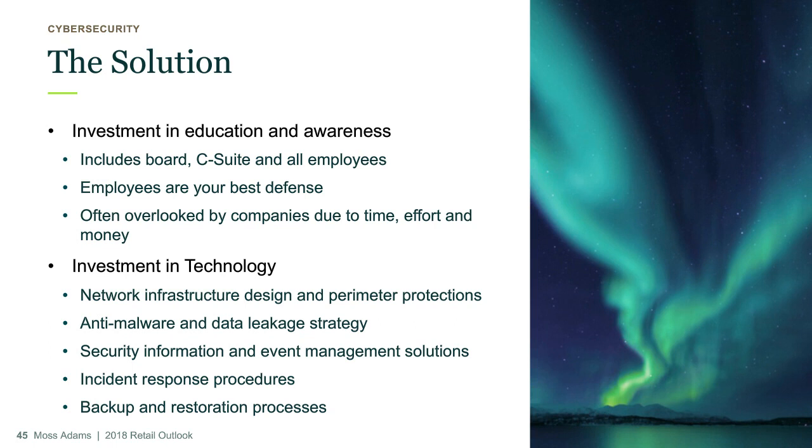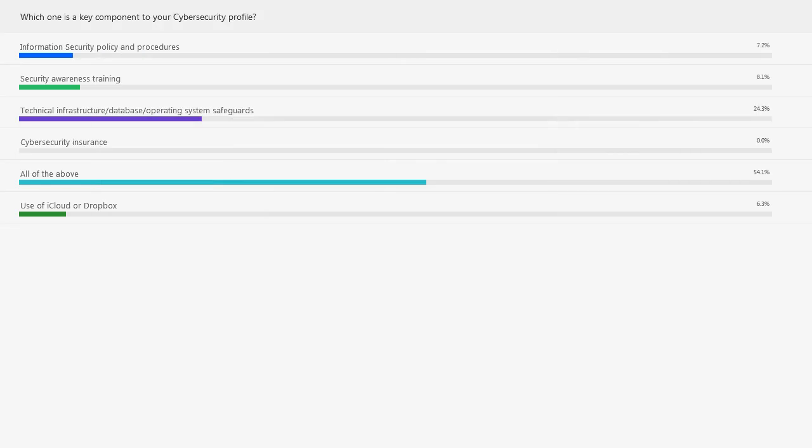And let's take a look at the results. Well, that's good. I think everybody is aware of what's important to your cybersecurity profile. The use of iCloud and Dropbox is good, but then you have to be aware of what kind of sensitive information you may have in your company. Maybe it's all in iCloud and Dropbox. Even if it is, you have to do some other things to secure that. So that may not be the best answer. All of the above, the 1, 2, 3, 4, would be the best things that you can do to protect your cybersecurity profile.